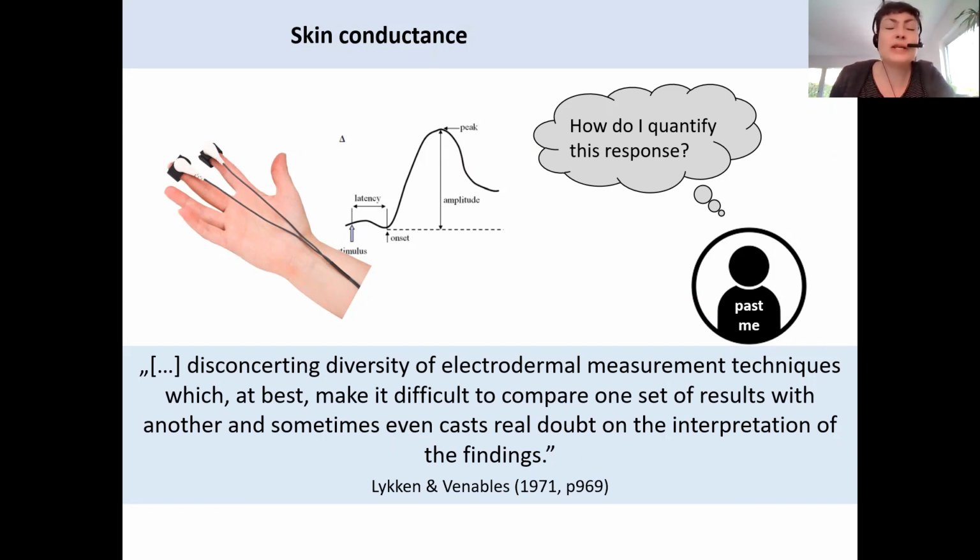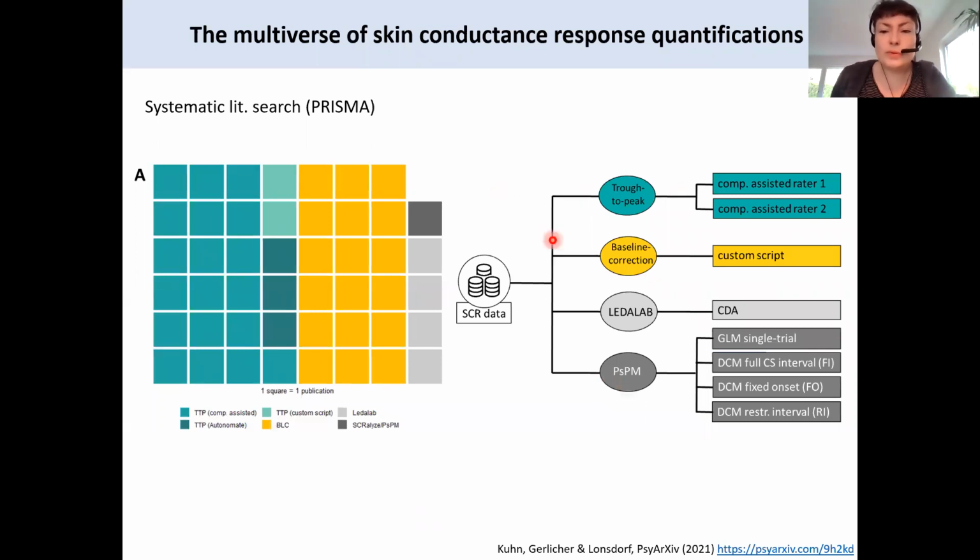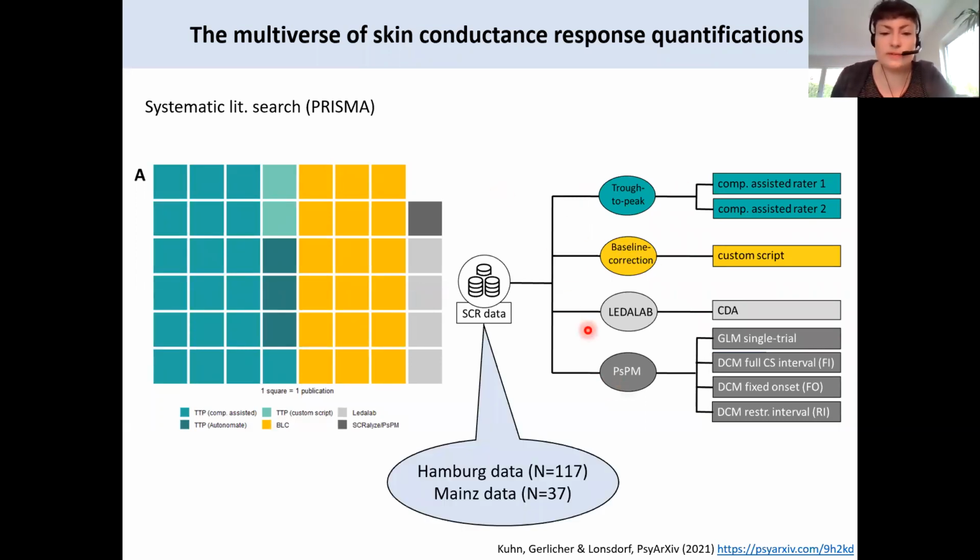And I think much has changed with respect to our core recordings in the lab, but the problem seems to persist. And a decade after finishing my PhD, we did a systematic literature search to find out what kind of approaches are used in our field and how abundant they are. And what you can see is that trough-to-peak scoring seems to be most abundantly used, followed by baseline correction approaches and model-based approaches. Then we applied the different approaches that we identified here to two different data sets.